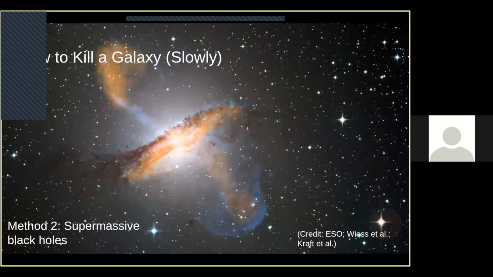Method number two is supermassive black holes. Inside of every galaxy, or almost every galaxy, there's a supermassive black hole. And what happens is if this black hole is big enough, and if it starts accreting a bunch of gas, it'll shoot out these high energy jets. What these jets do is they heat up all the gas around the galaxy, and they make it very difficult for more stars to form while those jets have turned on.